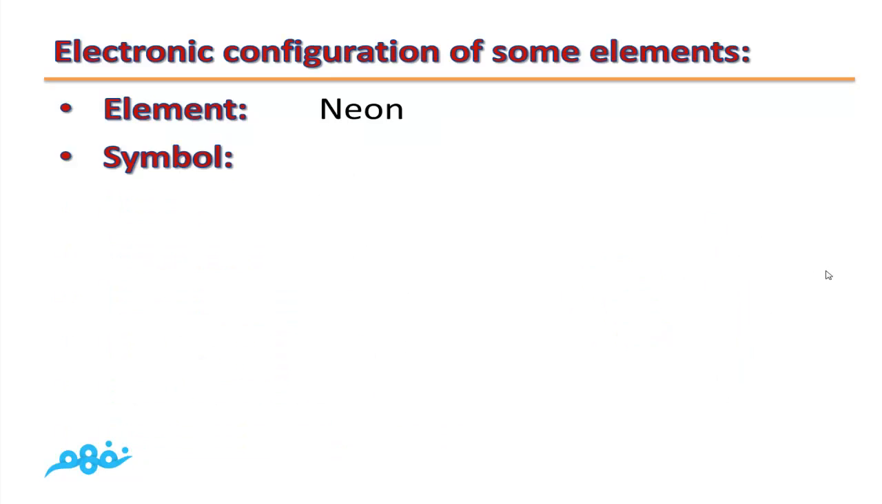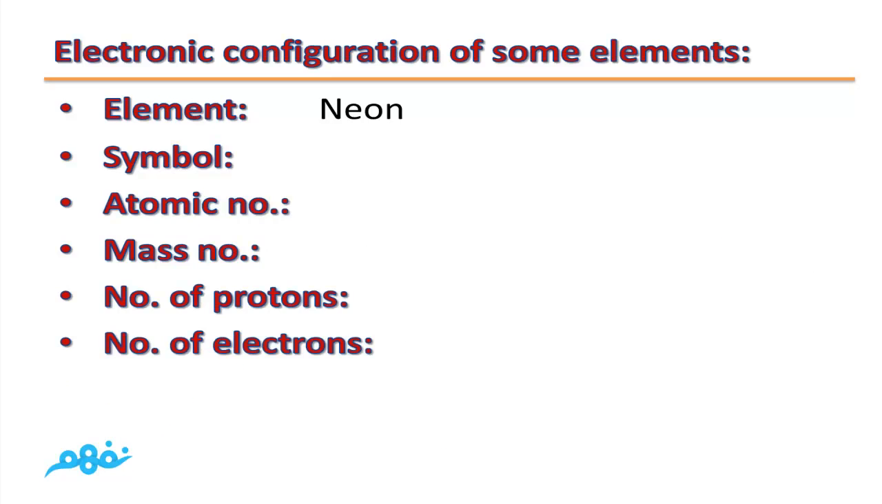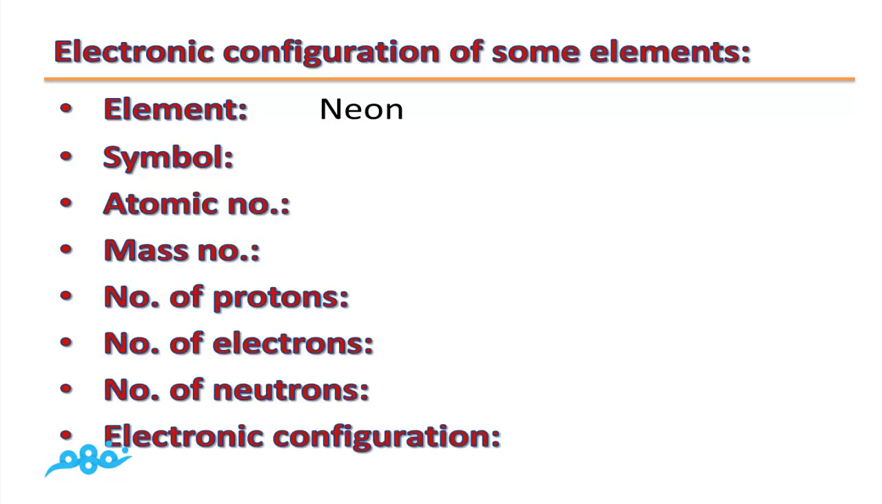The next element is neon. The symbol of neon is Ne. Its atomic number equals 10. Its mass number equals 20. The number of protons is 10. Number of electrons is 10. Number of neutrons equals mass number minus atomic number, equals 20 minus 10, equals 10.